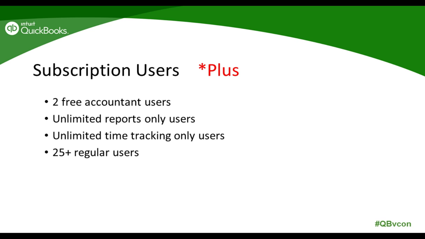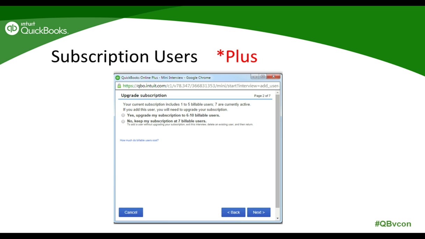QuickBooks Online Plus also lets you have, as I just was saying on the previous slide, unlimited reports only users and unlimited time tracking only users. In addition to that, QuickBooks Online Plus, when you reach all 5 users and you click to add a new user, the 6th regular user, it will ask you if you want to upgrade to the next billing level, and you'll have a message that looks like this on screen. Here's a screenshot. And you can click to accept that you want to upgrade to the next level.